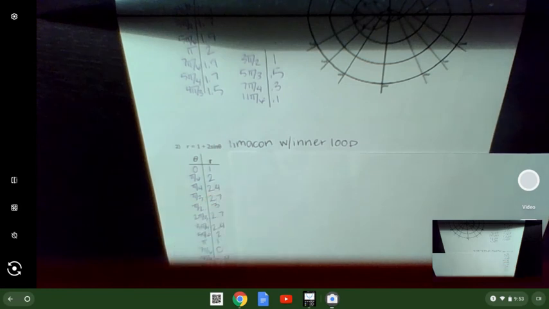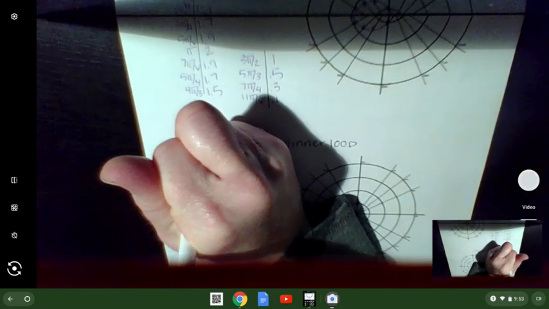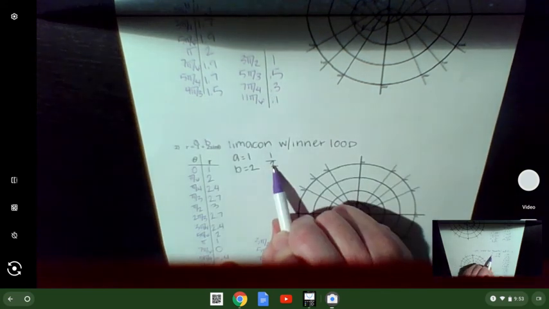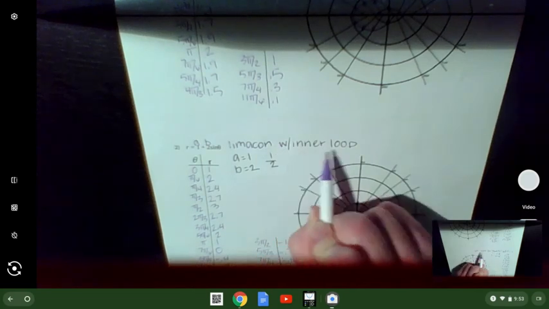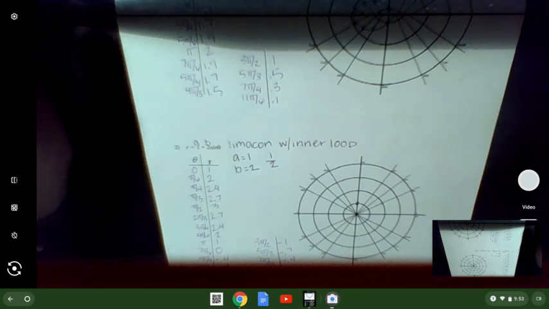Now, I've already actually identified that this is a limaçon with an inner loop, and that is because we have an a value of 1 and a b value of 2. So when I look at that ratio, 1/2 is less than 1, which is what tells me we have a limaçon with an inner loop. That's going to make, again, playing connect the dots that much easier.